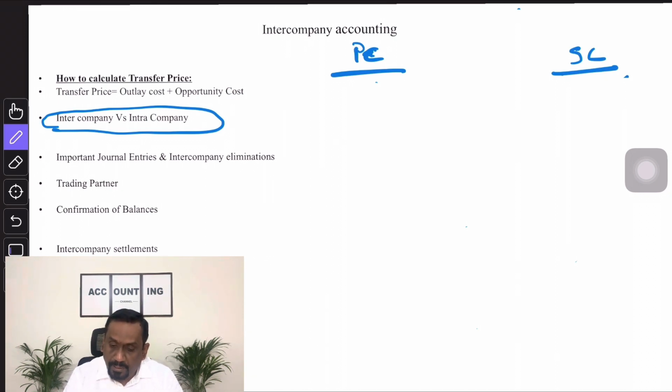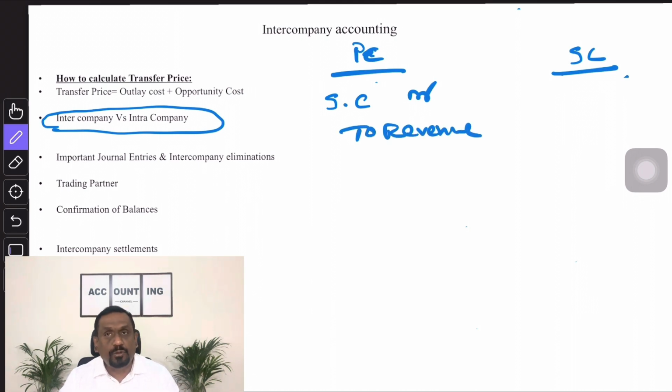So what will happen? Subsidiary company account debit to revenue account. It has to show that as a revenue, because it is selling goods to the subsidiary company at markup value. So the subsidiary company has to pay for that, and it is a revenue for the parent company. Revenue, all incomes and gains have to be credited.